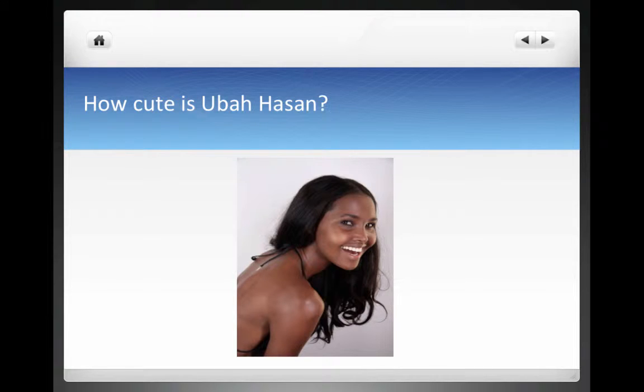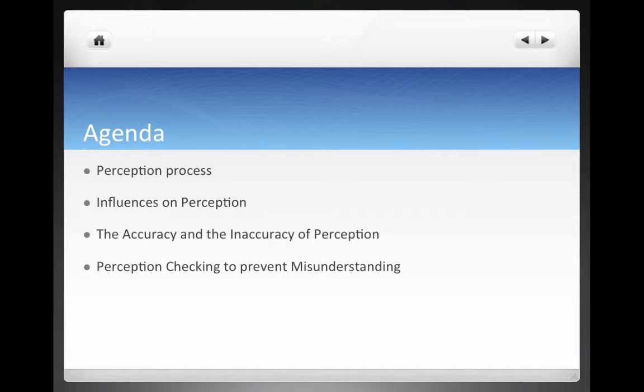So this chapter will look at perception on an interpersonal level. You're going to learn in this chapter the process of perception, looking at messages by selecting, organizing, and interpreting. We will also talk about influences of perception, the accuracy and the inaccuracy of perception. And finally, the most useful skill from this topic will be using perception checks to prevent misunderstanding and conflicts.